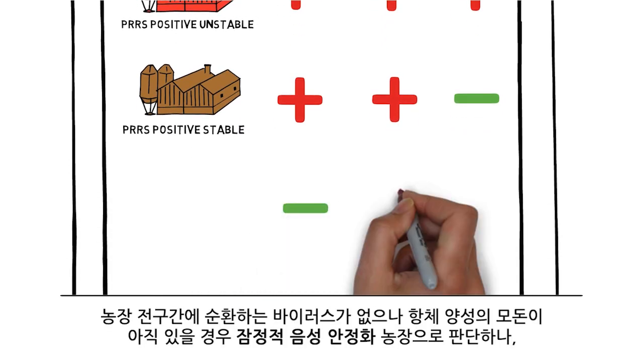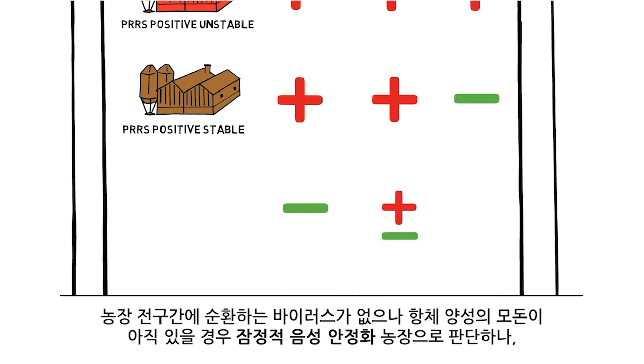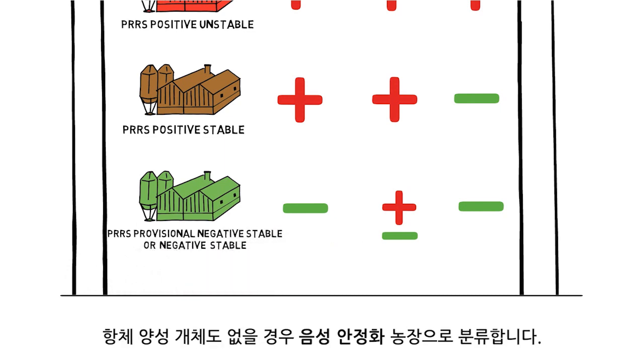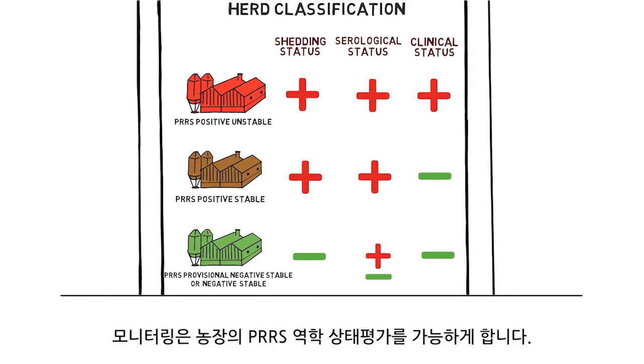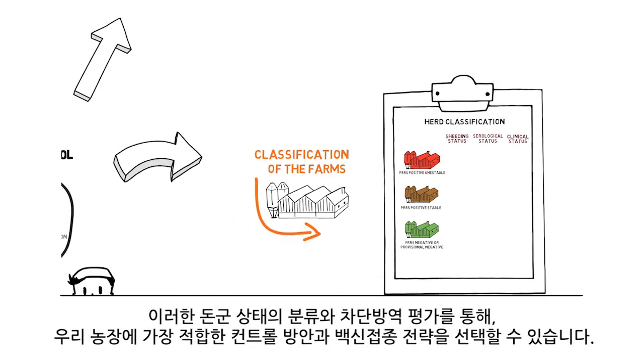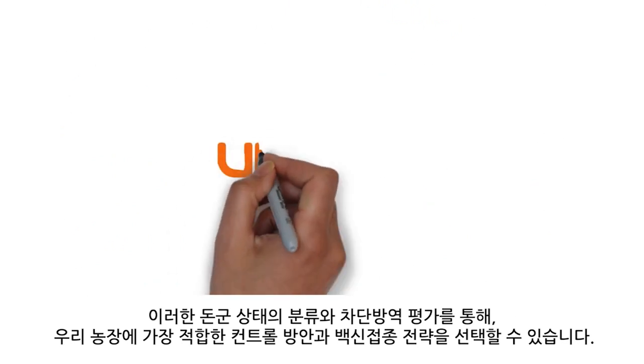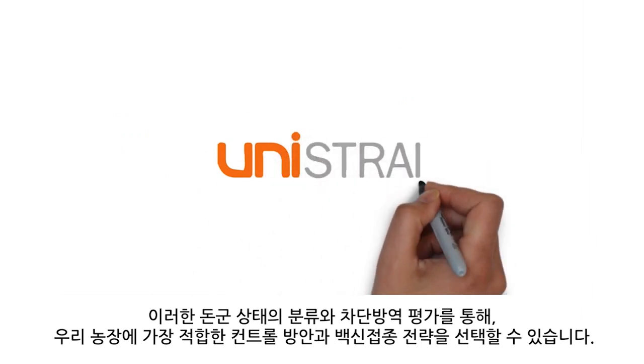Those farms where virus circulation has been eliminated from all sections of the farm will be classified as provisional negative stable in case they still have seropositive sows, or PRRS negative stable if no seropositive animals are present in the farm. In summary, monitoring will allow us to evaluate the epidemiological PRRS status of the farm. This herd classification, together with evaluation of biosecurity, will enable us to decide the best control measures to be implemented and vaccine strategies.